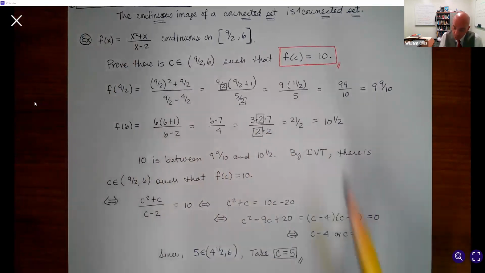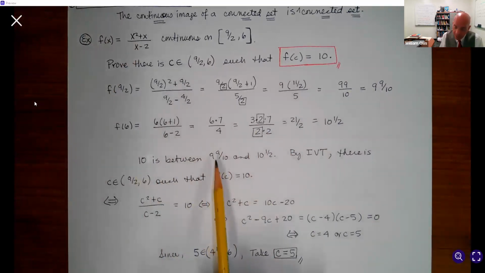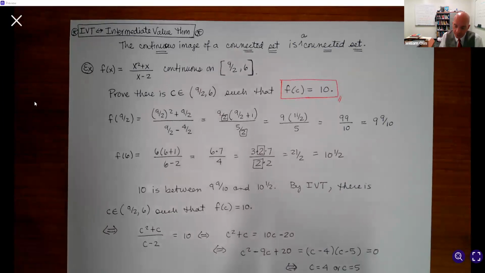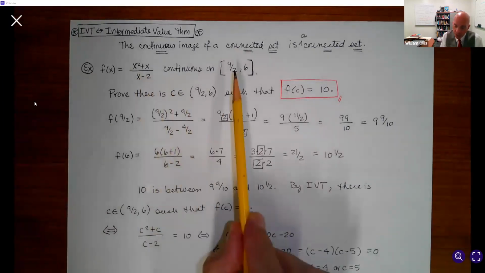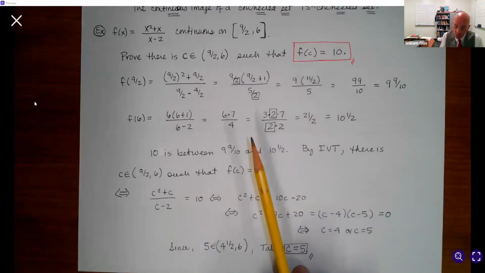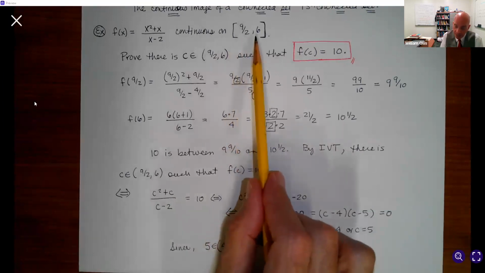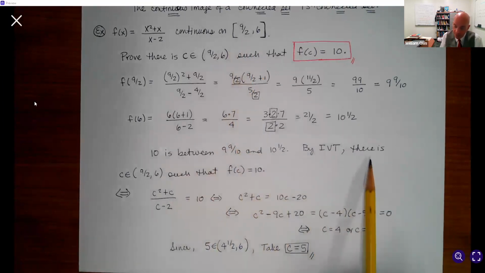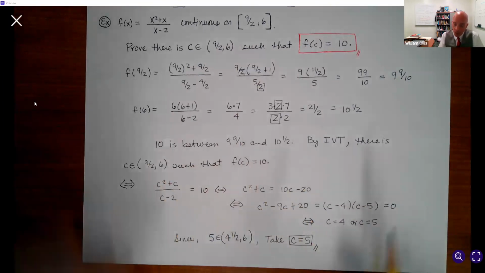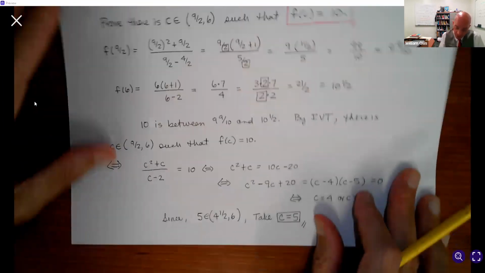So now we're good. 10 is between 9 and 9 over 10 and 10 and 1/2. So that's really kind of important. Again, how do we know we can move forward with this? We have a continuous function on this closed set, and we have a value 10 that is between f of 9/2 and f of 6. And so by the intermediate value theorem, there is a C between 9/2 and 6 such that f of C equals 10.